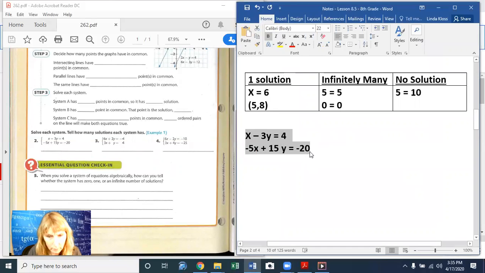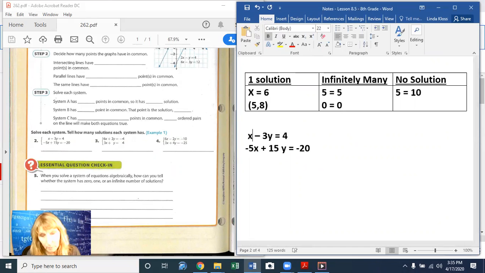Okay, that's as close as they're going to get. Now, we want to solve this algebraically. So, what can I multiply one of the equations by to get rid of one of the variables? Well, I see that I have a negative 5 here. Wouldn't it be really easy to multiply by a positive 5? That is what I'm going to do.